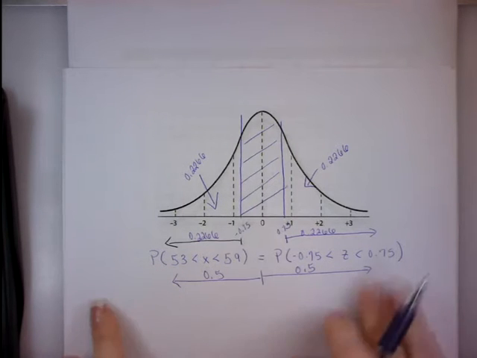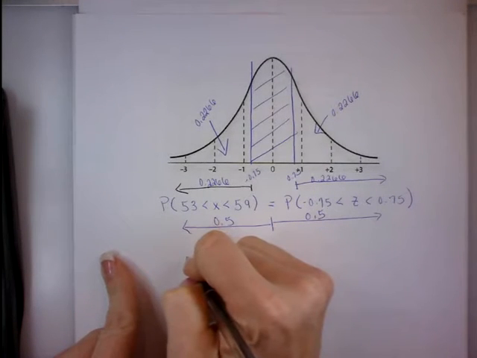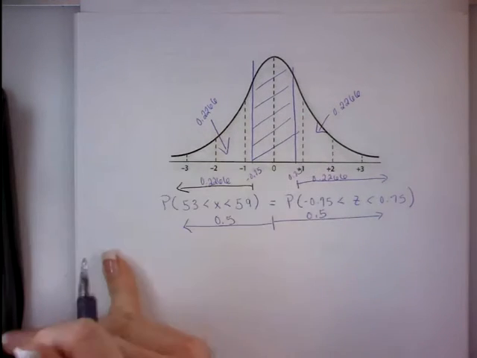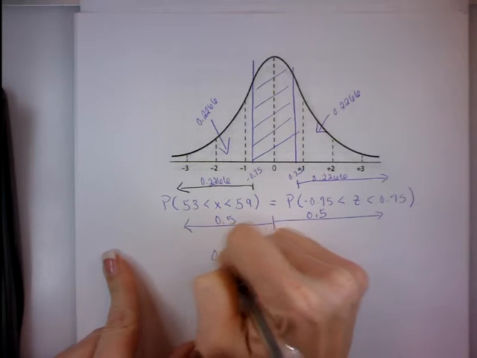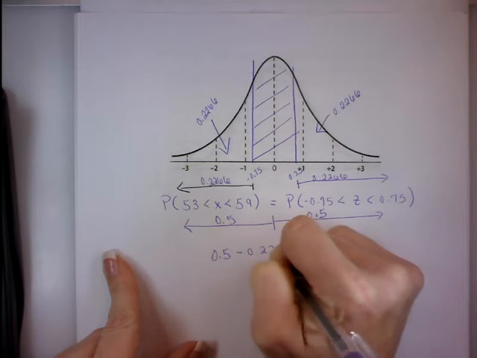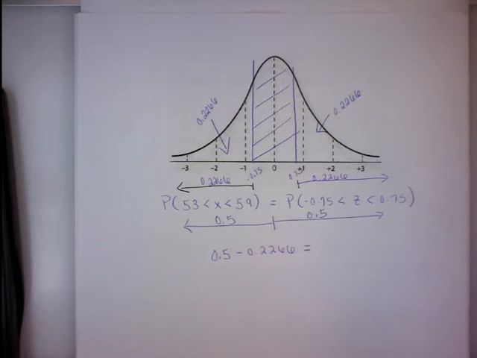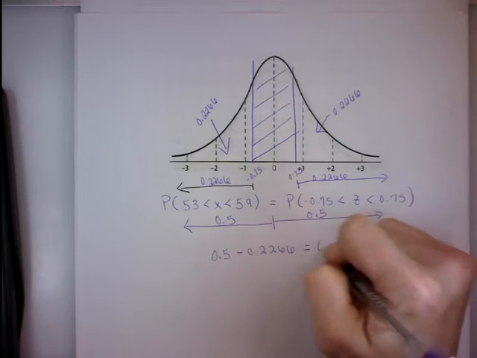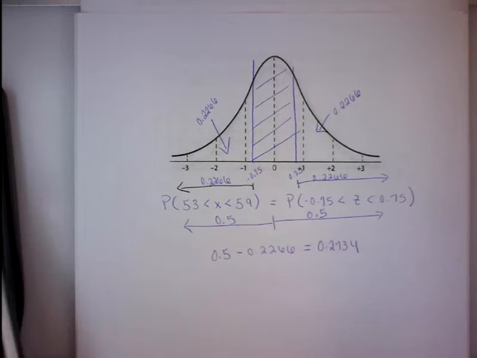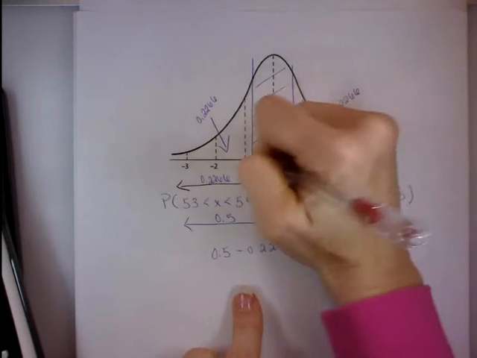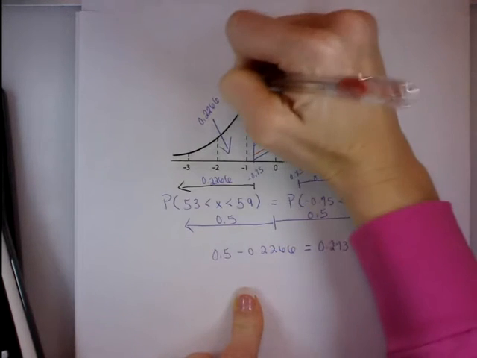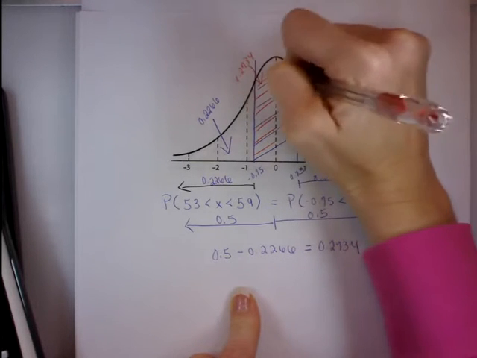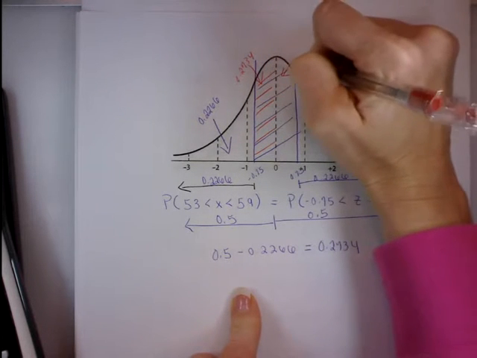So let me do this first. We're going to work with half of the distribution below 0. So 0.5 minus 0.2266. That is 0.2734. And that's this area in red, 0.2734. By symmetry, this is also 0.2734.